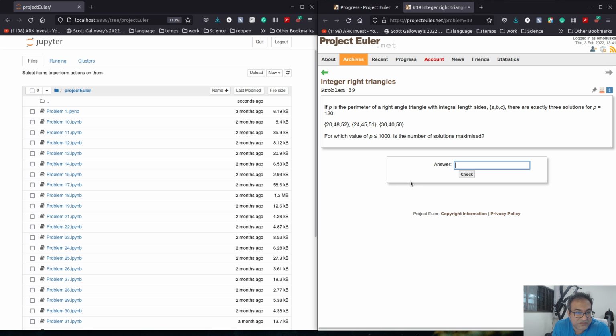Integer right triangles. If P is the perimeter of a right angle triangle with integral sides a, b, and c, that is, the sides are integers, there are exactly 3 solutions for P equals 120. So a plus b plus c is, okay.